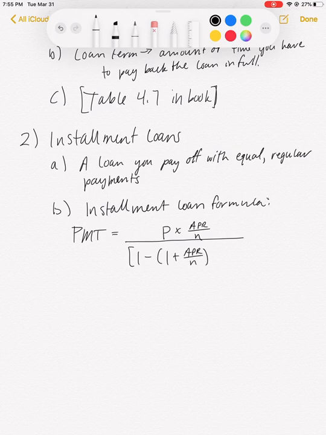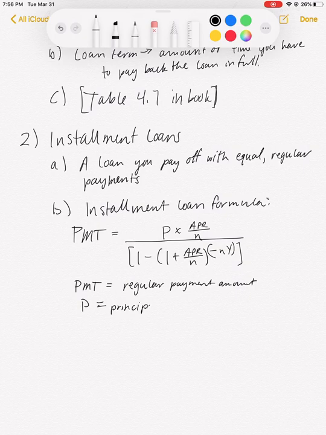1 plus the APR over n again, to the negative n times y, the number of payments times the years, that negative power there. Okay, and the derivation of this formula you can look at in your book. We won't go over it here, but we're just going to use it. Now, what are the variables in this formula? PMT is the regular payment amount. The next one is P, which is the principal, the starting loan amount.